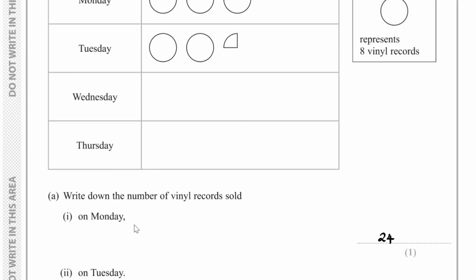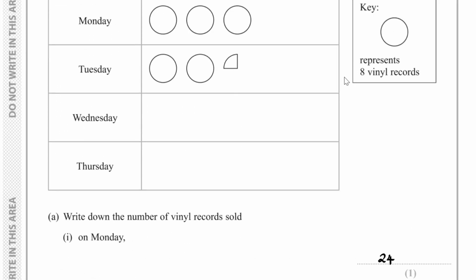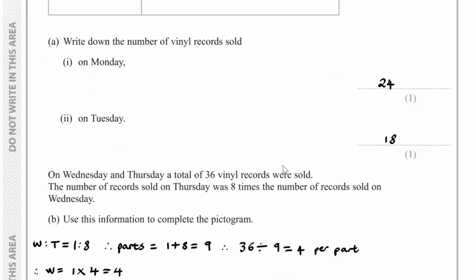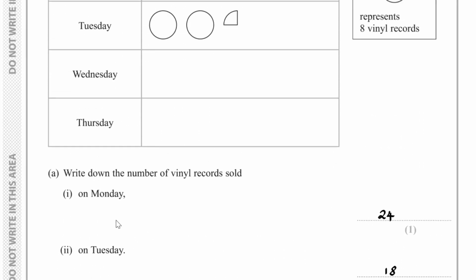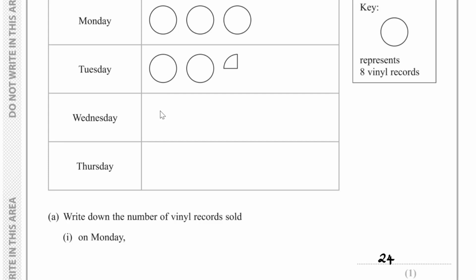So if we use our pictogram, 8 vinyls is shown by a full circle. So 4 vinyls, which is half of 8, would be represented by half a circle. Now for Thursday we have 32. Well, happily for us, 32 divided by 8 will be 4. So here we have to draw 4 full circles for Thursday, which would represent 32. So we have over here 32 vinyls sold on Thursday.